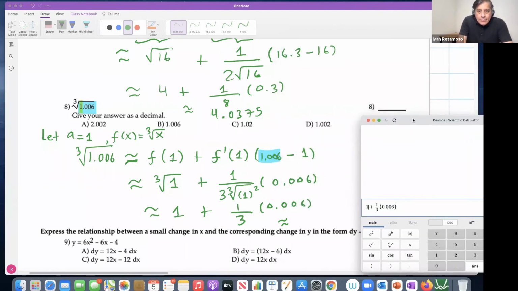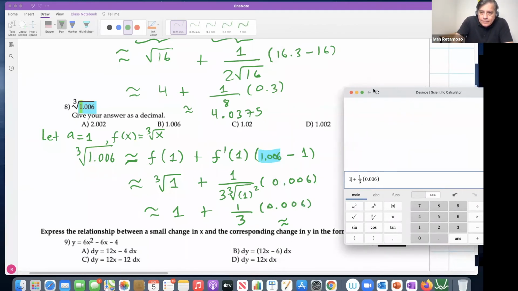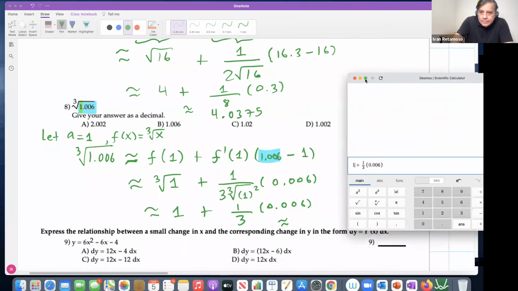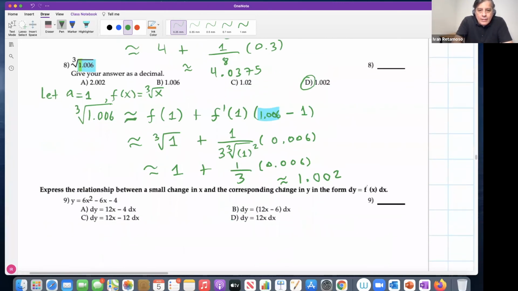So let's see which one is this. Is there, right? Or 8. Very good, guys, very good. Is this D? 0.002. Excellent. All right, follow the shortcut, it'll help you.